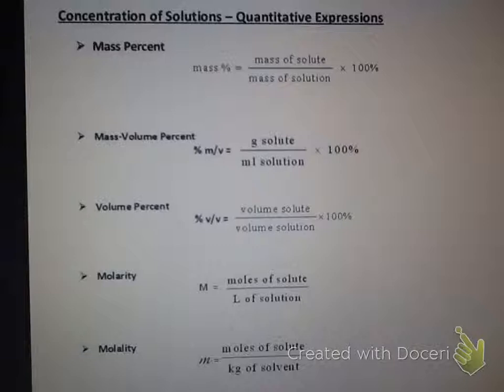So the first type of concentration a chemist can talk about is the mass percent. And remember, the percent of anything is always the part over the whole. So if you're looking at mass percent, you're looking at the mass of the part over the mass of the whole. The mass percent of a solute in a solution is the mass of the solute, so the grams of the solute, divided by the mass or grams of solution times 100%.